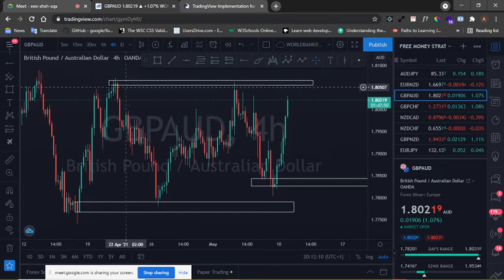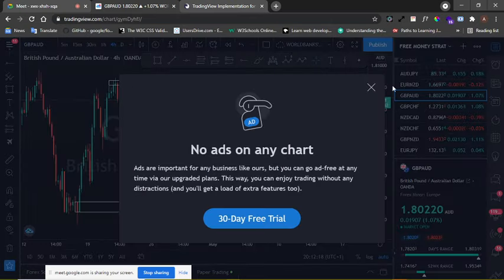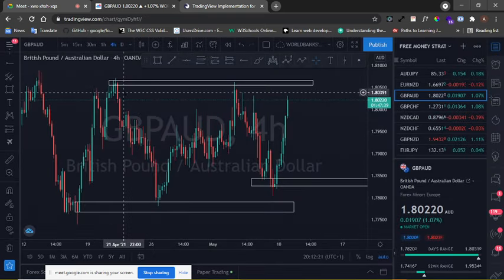Now look at these downward movements. Where is the order block? The order block is the green candle before the downward movement. That is the order block. The green candle before the movement is the order block. Now let's take a look.